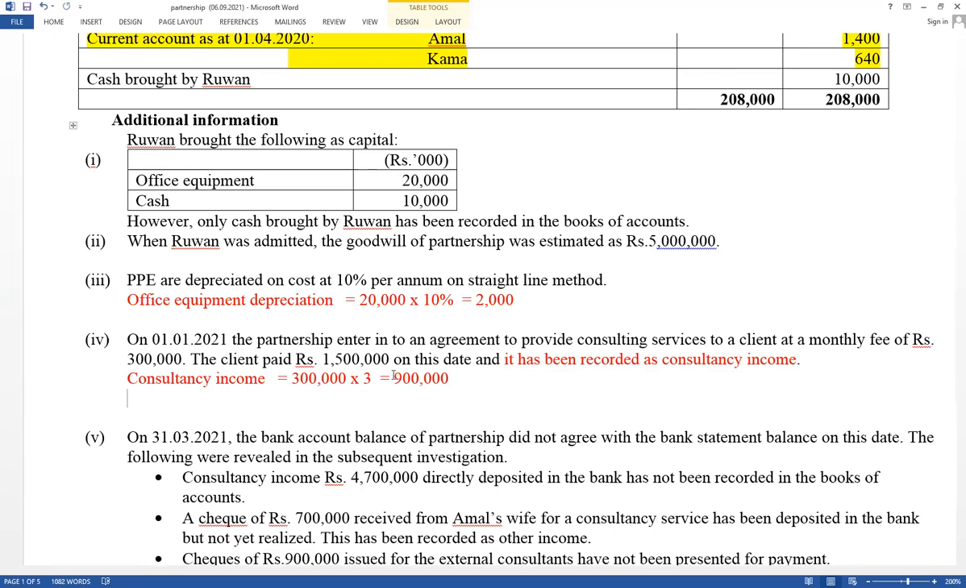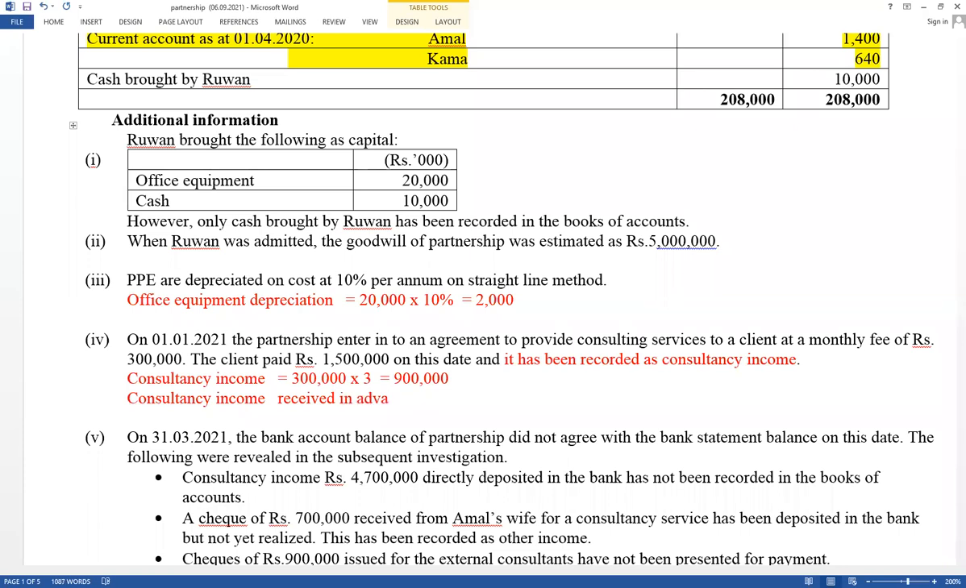But the client paid 1.5 million. It has already been recorded as income. But the total value of 1.5 million cannot be considered as income. As income 900,000 should be considered, but the total value is already considered as income. Therefore, the difference value is not relevant for this financial year. It is called consultancy income received in advance. Therefore, it is a received in advance liability.